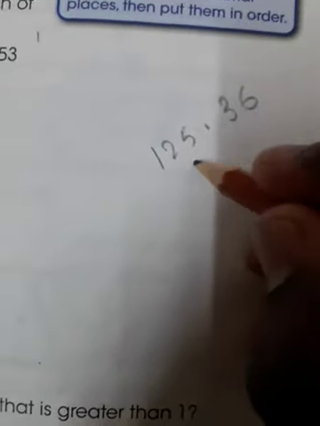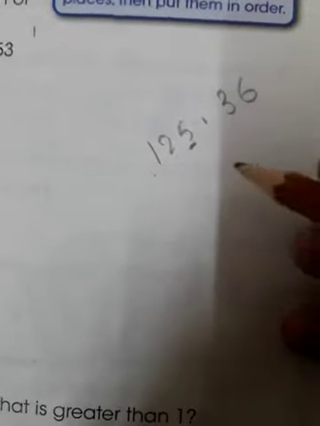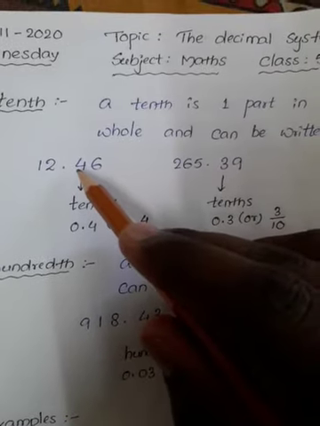Suppose I write it here: 125.36. You already know what these are called. This is called ones place, this is called tens place, this is called hundred place. So what do we call this 3 and 6? That one we have to understand. Look here, that is called what? Tenth. After the decimal, the first number is called tenths.